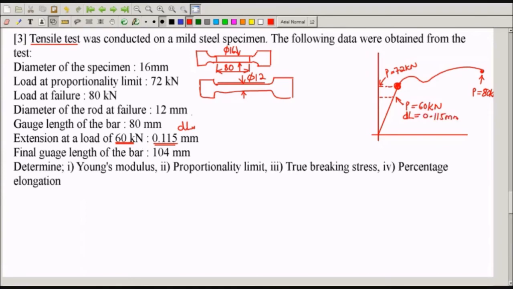Final gauge length of the bar means if I measure in this specimen after failure, this distance will be 104 mm. Originally it was 80 mm. So this is LF, this is L0, and this is D0, and this is DF.